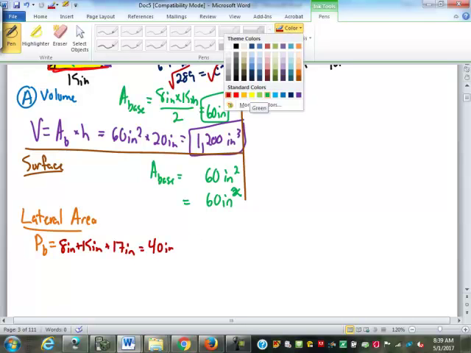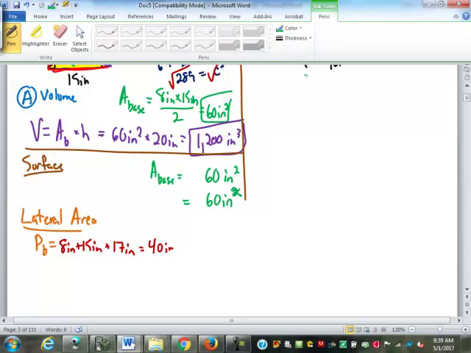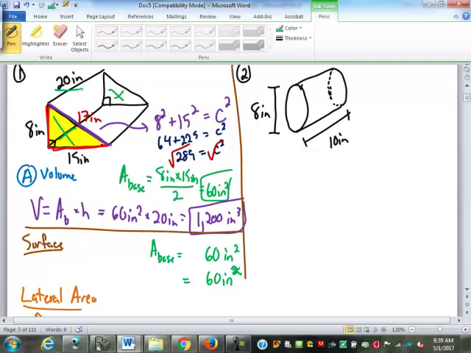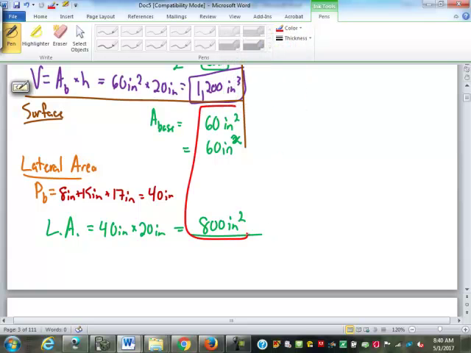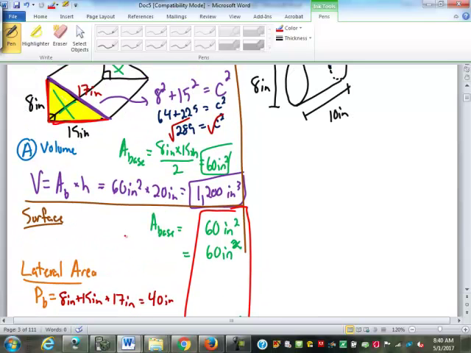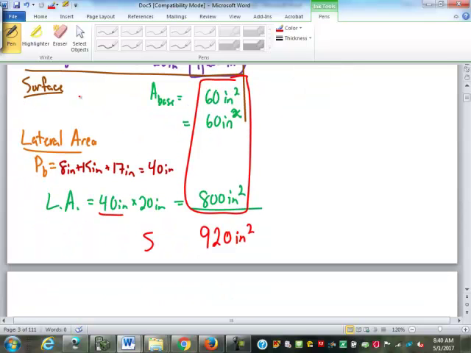So next, the second thing we need to know is the height or the distance, and that is the 20 inches. We already have that. So we can go ahead and find our lateral area, which is the perimeter of the base, 40 inches, times the height of 20 inches. This is going to be 800 inches squared. So we simply add together those three. It's 40, that's from 8 plus 15 plus 17, the perimeter of the base. So we have total surface area of 920 square inches.